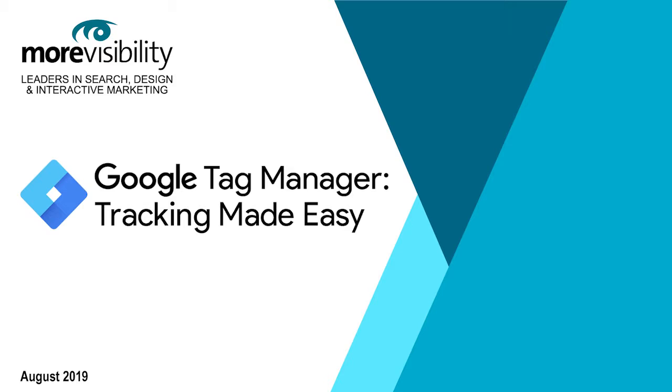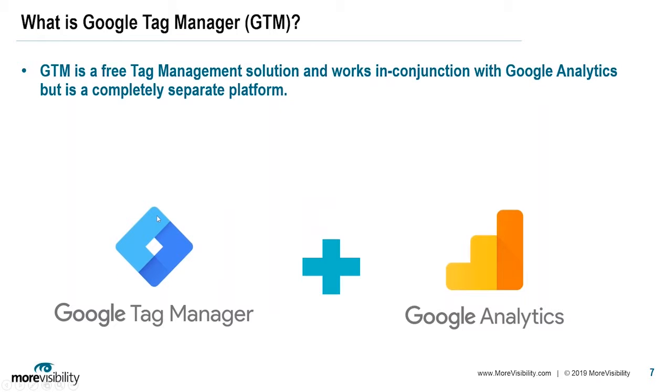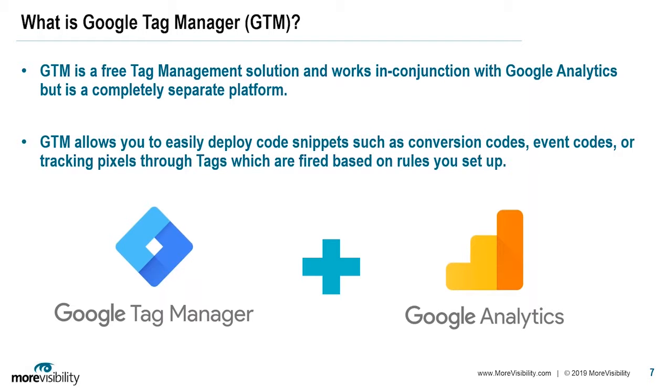What is Google Tag Manager? Google Tag Manager is a free tag management solution, and it works in conjunction with Google Analytics, but it is a completely separate platform. Google Tag Manager, or GTM, allows you to easily deploy code snippets, and these could be conversion codes, event codes, or even tracking pixels through tags which are fired based upon rules that you set up.